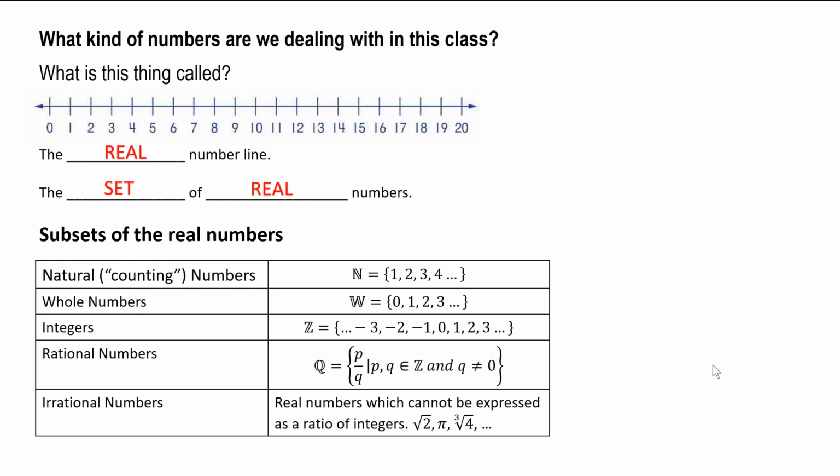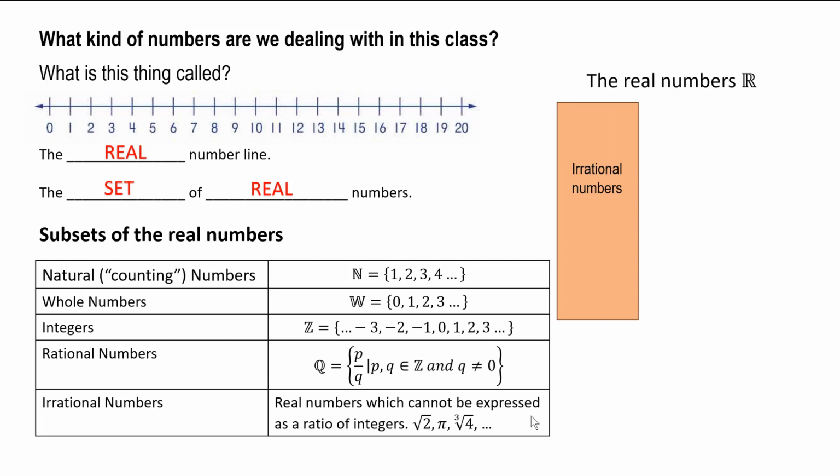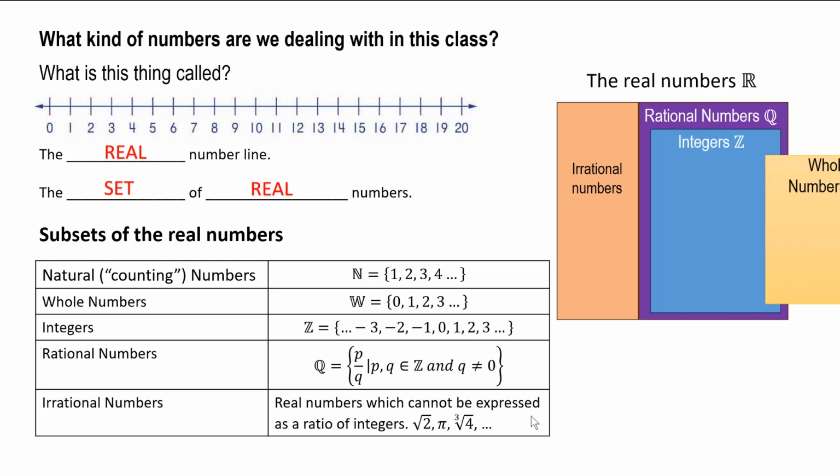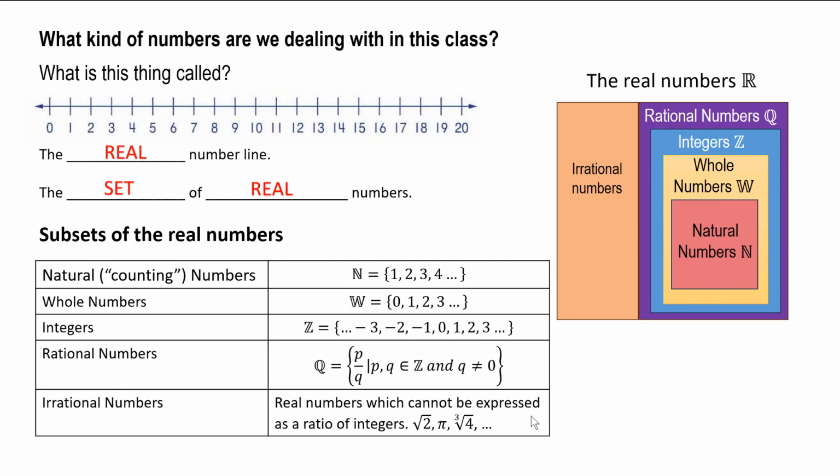That's why rational numbers are called rational, because it's a ratio of integers that makes a rational number. Irrational numbers cannot be written as a ratio of integers. All right, so the real numbers are the irrational numbers plus the rational numbers. So that makes up all the real numbers. And then the rational numbers are your integers, whole numbers, and your natural numbers.